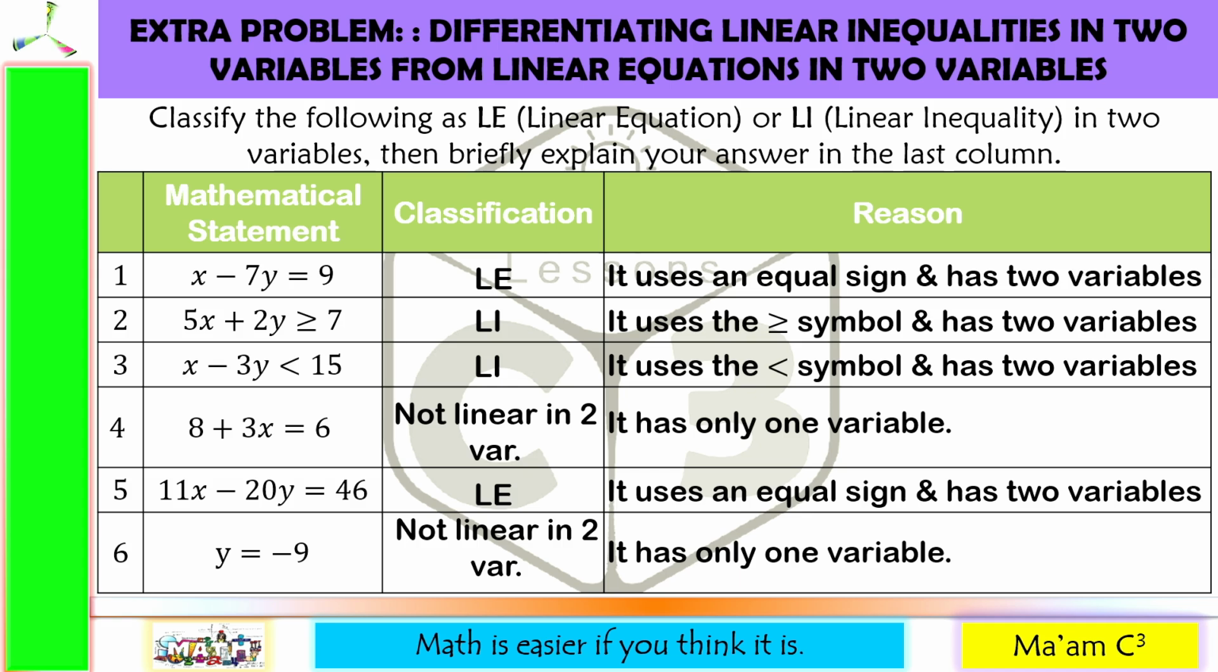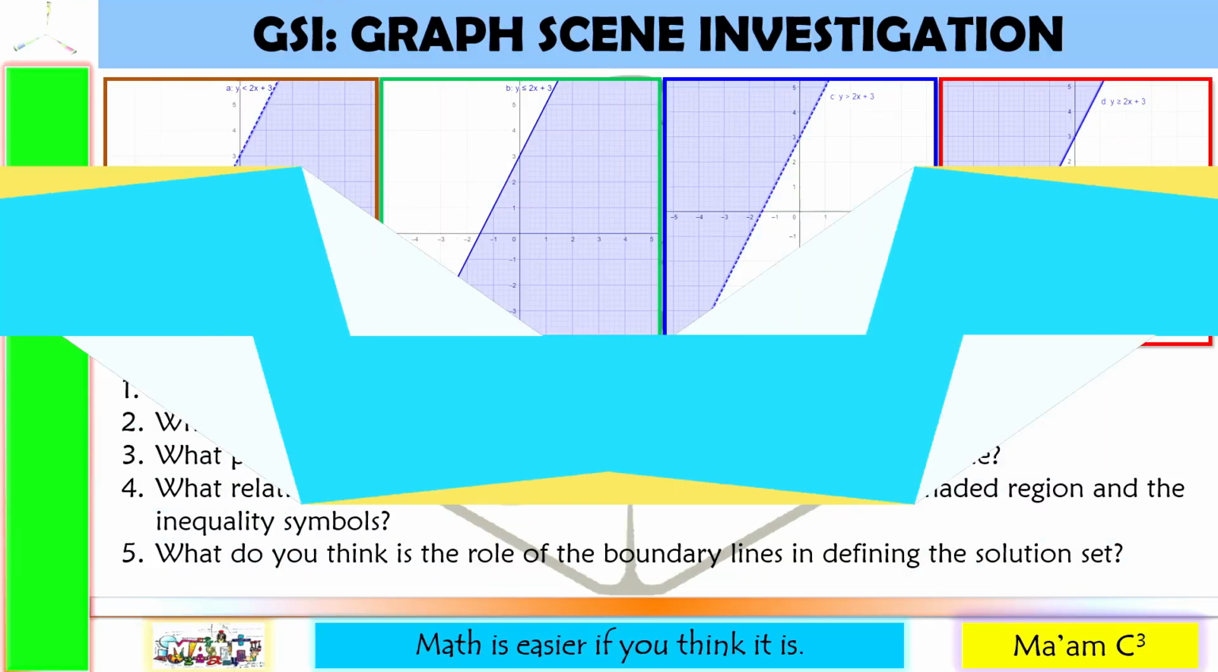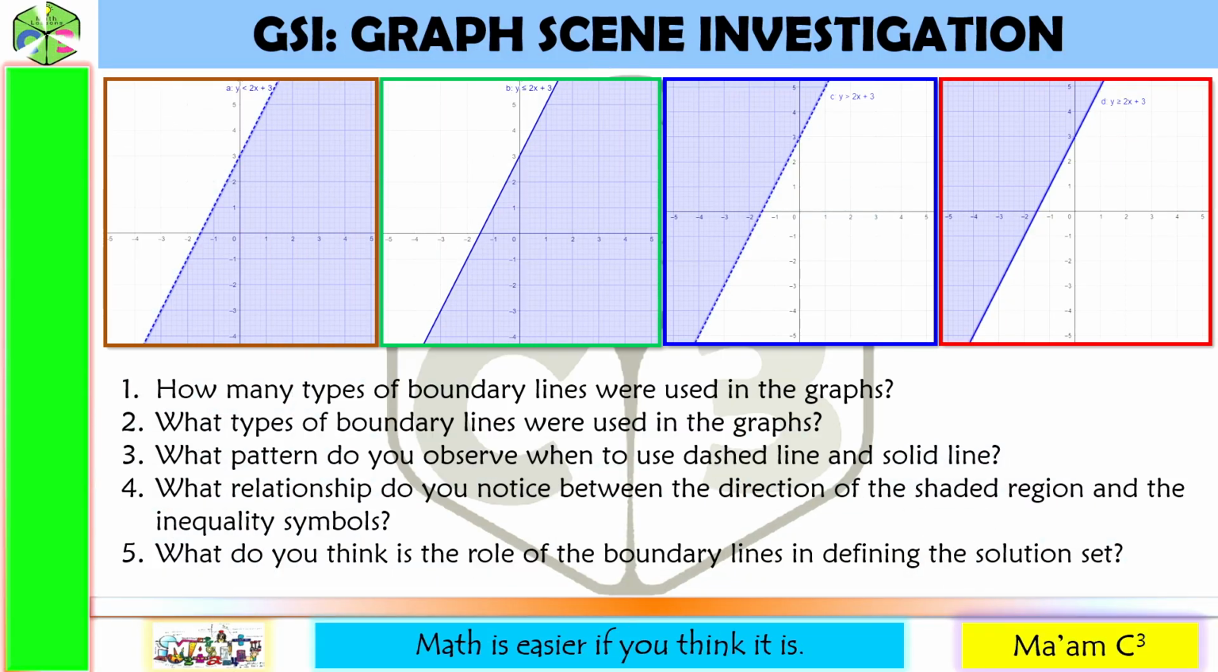Now, let's have an activity. Welcome to GSI, Graph Scene Investigation. I have here four graphs and we are going to answer the following questions. Number one, how many types of boundary lines were used in the graphs? Let's see. This one is the same with this one, and this one is the same with this one. So we have two types of boundary lines.